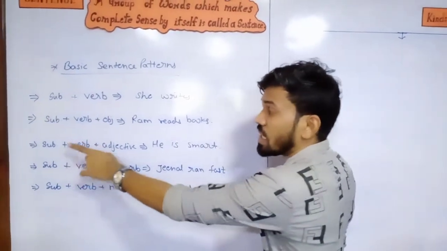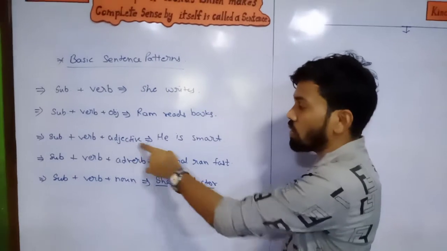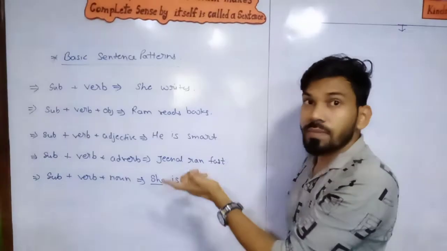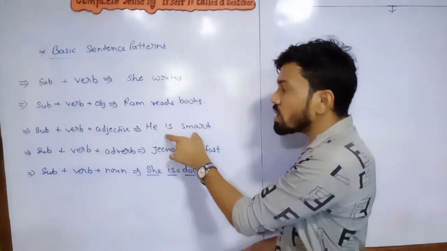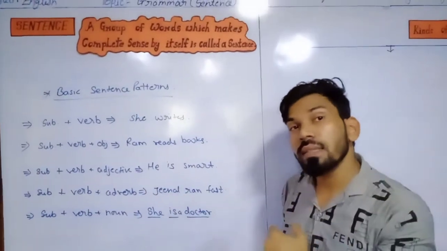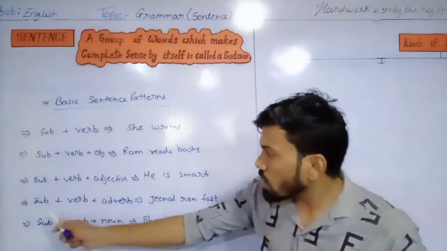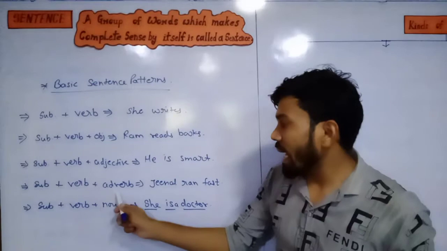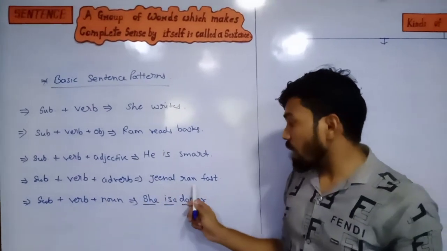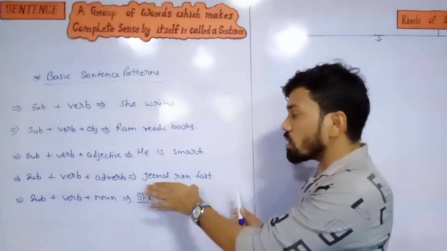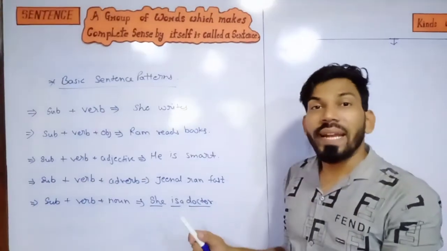Next we have subject, verb and adjective. He is smart. Who is smart? He is smart. So this group of words also makes sense. That is also called a sentence. Subject, verb and adverb: Jinal ran fast. So this is also one of the patterns of sentence.